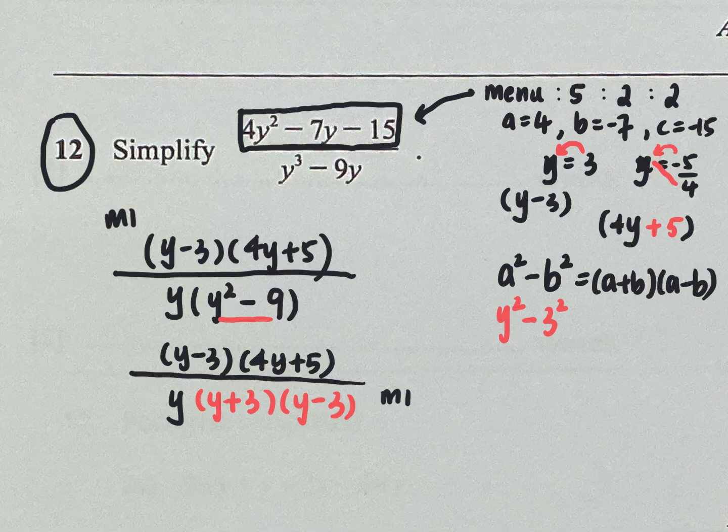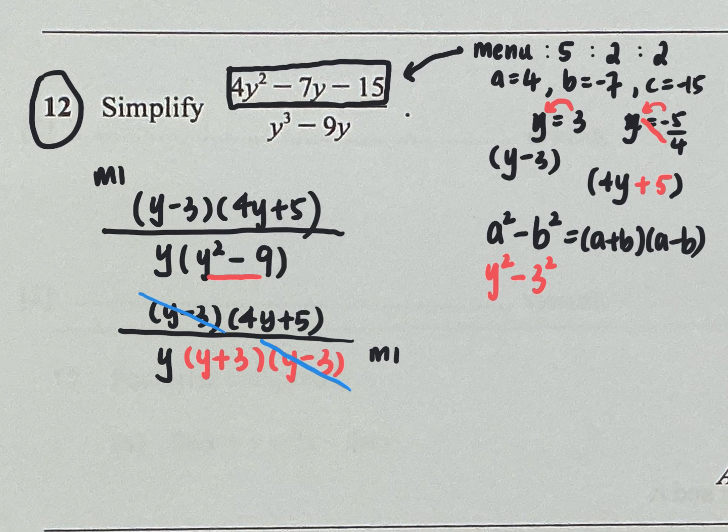And then the final mark is to cross out the same terms. Never cross out like that. No such thing. Some of you cross out like that and still get the correct answer. I don't know how you did it, but you cannot do this. It's nonsense. It's coincidence. So this is the answer.